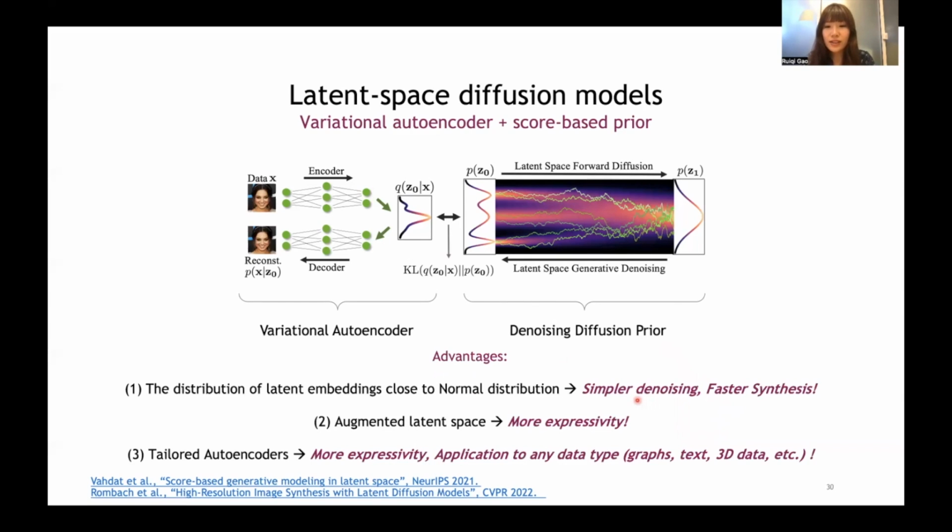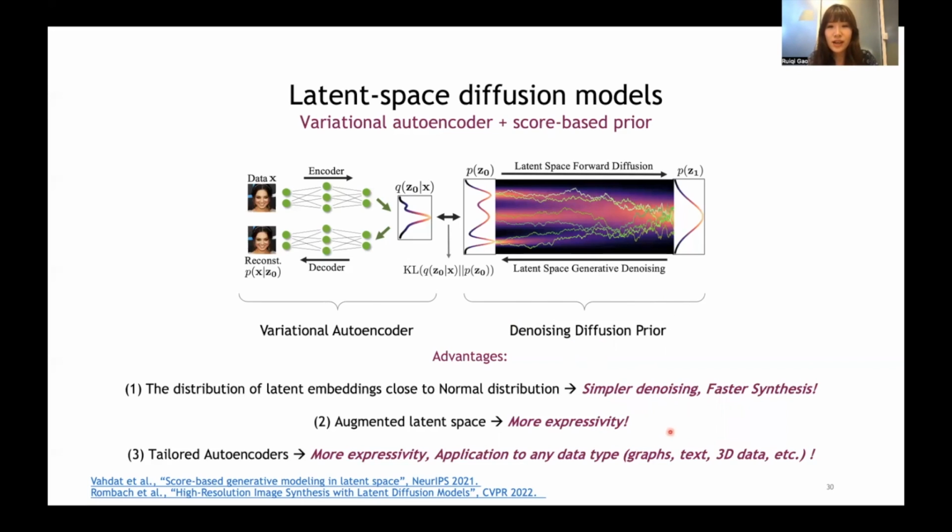So the advantages are pretty straightforward. So first, because this latent space is already close to a normal distribution, we are able to use fewer diffusion time steps to enable faster sampling. And second, compared to the original variational autoencoders, which assume that the prior distribution of z follows a single and simple Gaussian distribution, this kind of hybrid model assumes that p(z) is modeled by a diffusion model, which means that it has a diffusion prior. So it definitely will be much more expressive compared to the original variational autoencoder model.